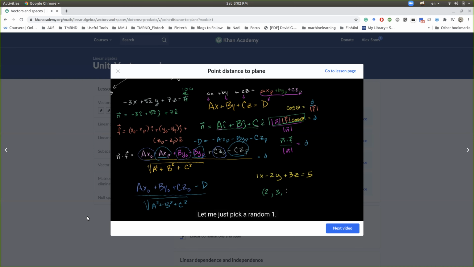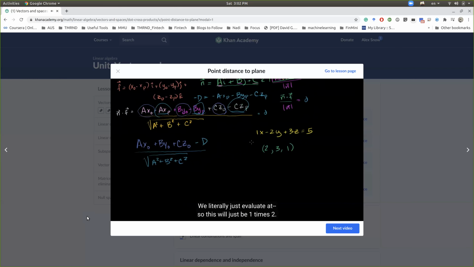Let me just pick a random one. So this definitely is not on the plane, because we have 2 minus 6 plus 3, that gives us negative 1, which is not 5. So this is definitely not on the plane. We can find the distance between this point and the plane using the formula we just derived.